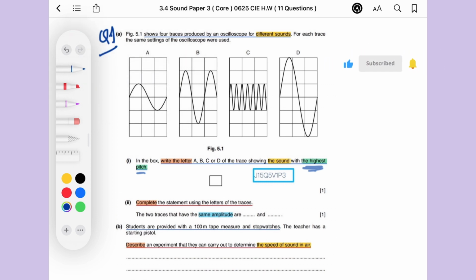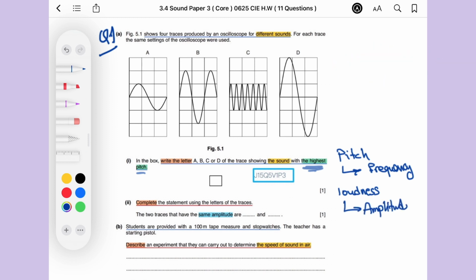I would like to remind you that pitch is related to frequency, depends on frequency, and amplitude is related to loudness or quietness. Is it clear? Okay, so to make it easier for you, you have to check the wavelength.